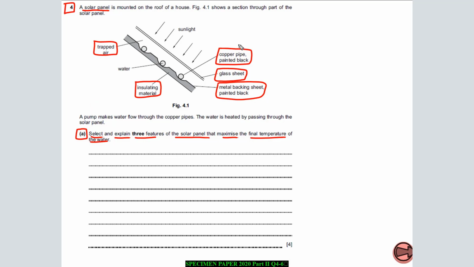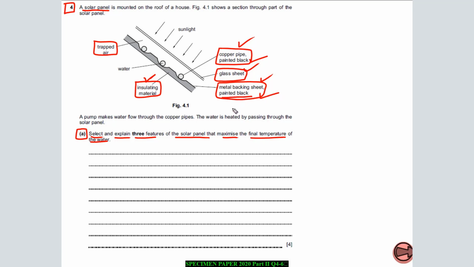How do these features work? For example, why are we using a copper pipe, and not a pipe made of rubber or plastic? Why are we using only a copper pipe? There must be scientific reasons, logic behind it. Why is it painted black, and not white? Why are we using insulating material, not conducting material? If air is trapped, what is the benefit of that? To increase the temperature of the hot water. And also here we have a metal sheet. Why is it painted black?